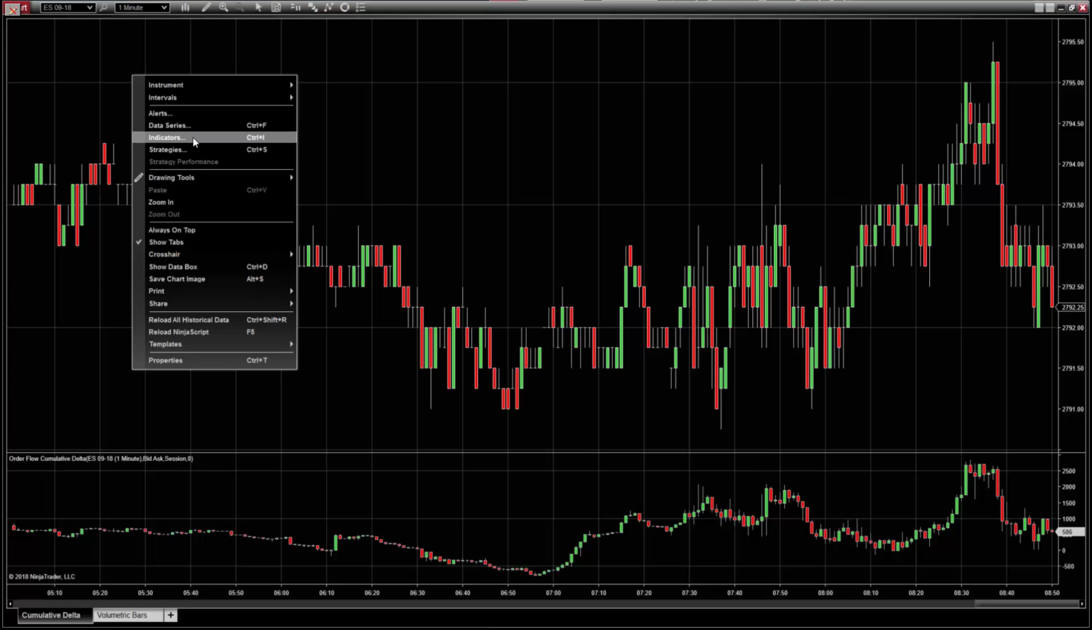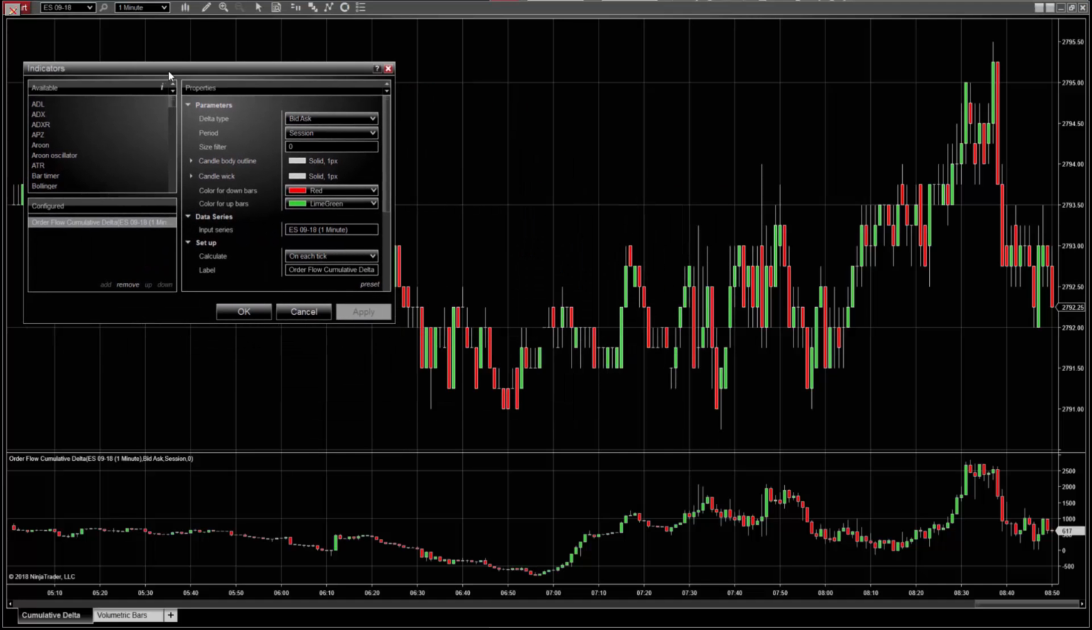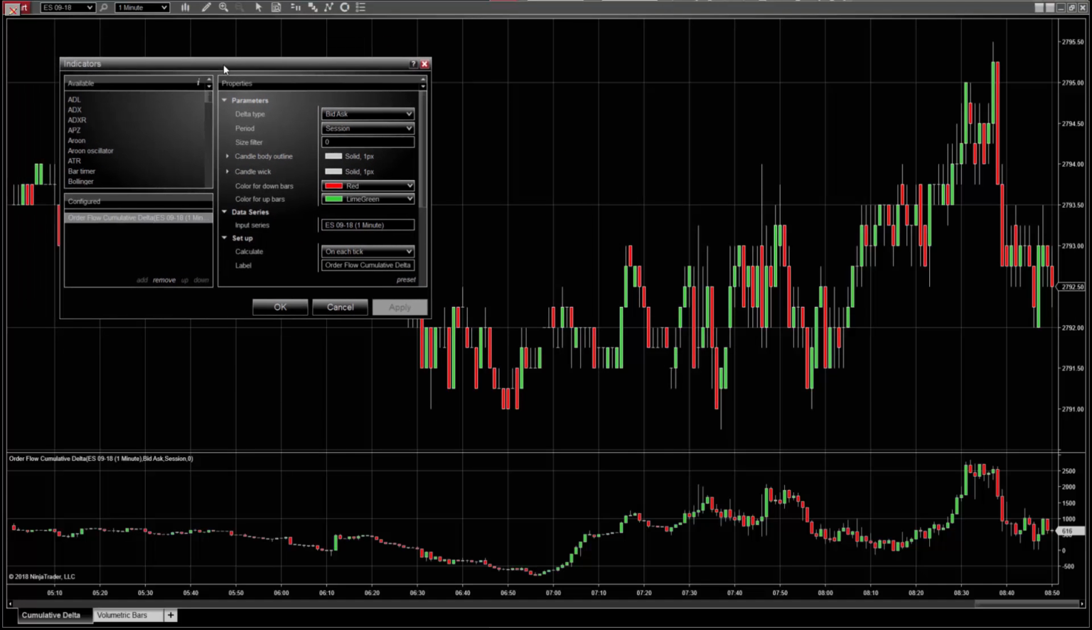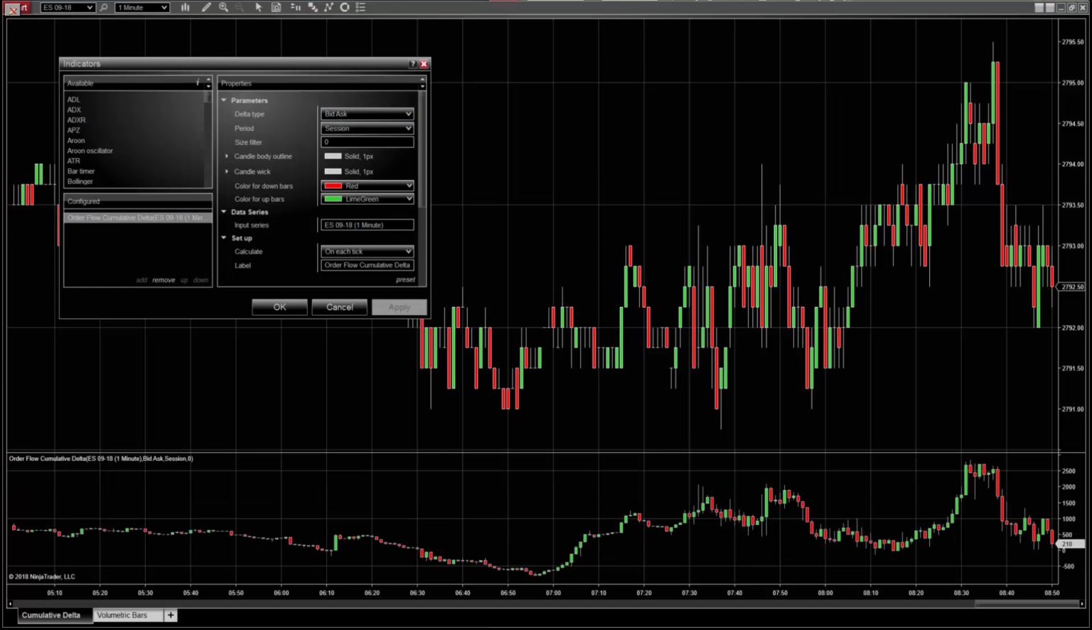We'll go ahead and right click and select indicators and cover a few of the available settings for the cumulative delta. And the delta type setting here works similar to how it does on the volumetric bars and determines what kind of data to use. We could either select bid ask or up down tick.